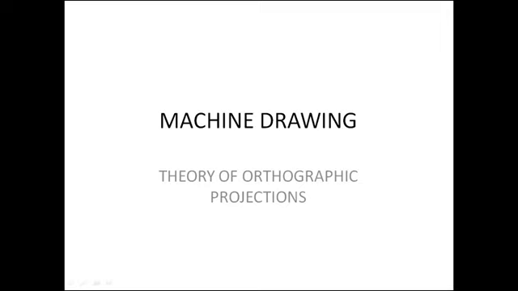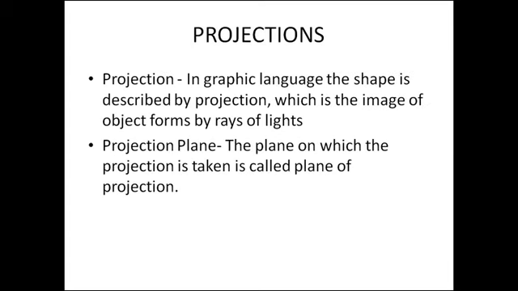Today we are going to discuss the subject machine drawing. In machine drawing, we are going to discuss today the concept and theory of orthographic projection. So first of all, we are going to see what is meant by projection. In graphic language, the shape is described by projection, which is the image of an object formed by rays of light.